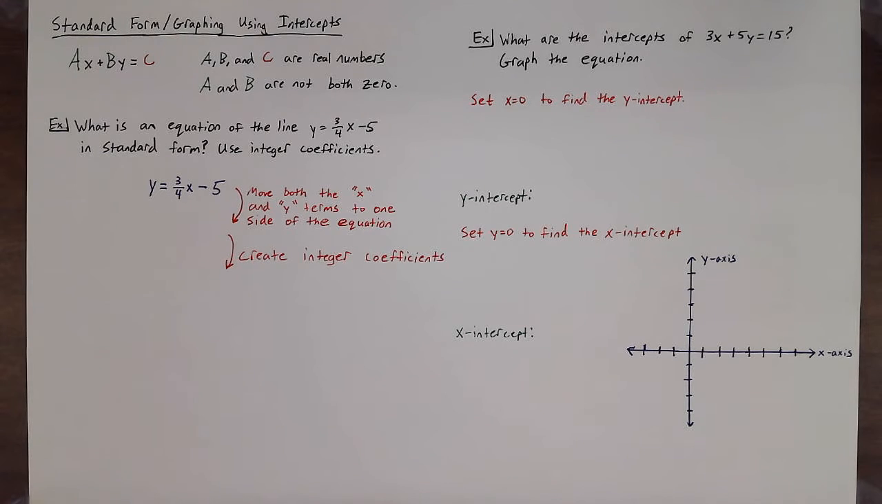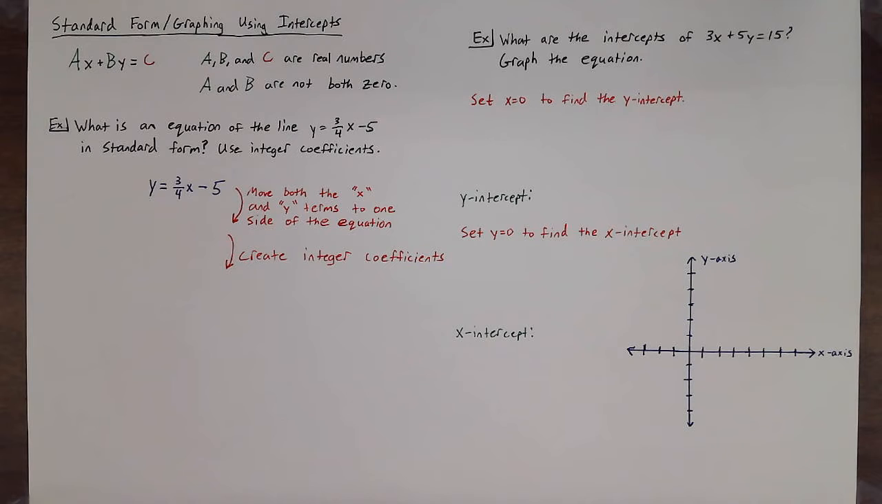In this video, we're going to learn about the standard form of a line as well as how to graph using intercepts. The standard form of a line is ax plus by equals c, where a, b, and c are all real numbers, and a and b cannot both be 0. This form is typically used when you're dealing with systems of equations involving lines or matrices and other sort of organizational math.